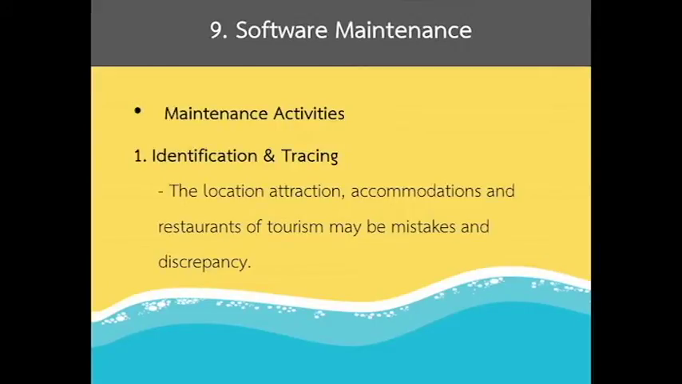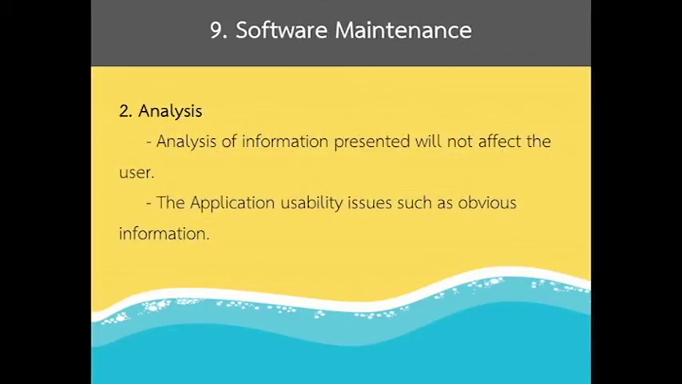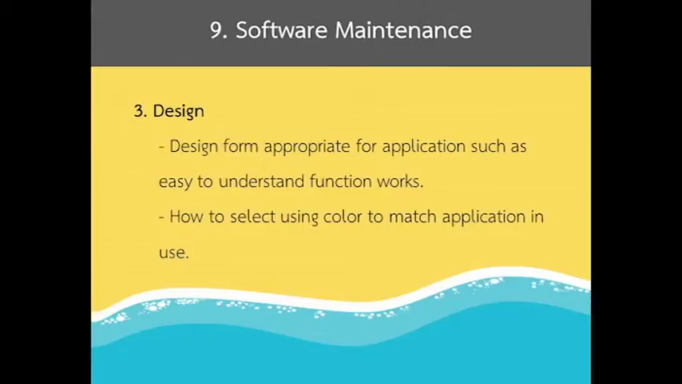Software maintenance activity. 1, identification: tracing the location of attractions, accommodation, and restaurants of tourism, which may contain mistakes and discrepancies. 2, analysis: information presented will not affect the user, with application usability issues such as obvious information. 3, design: form appropriate for applications, such as easy to understand function, how to select, using color to match the application in use.